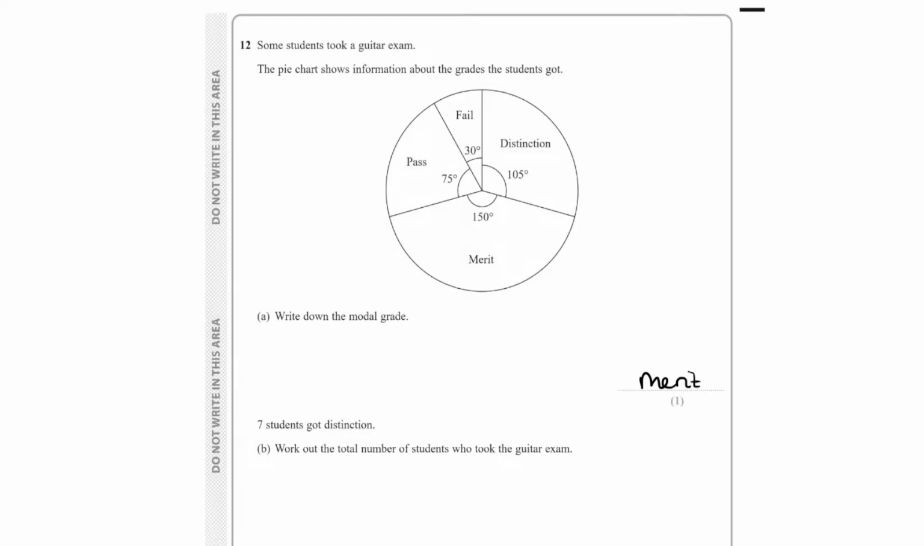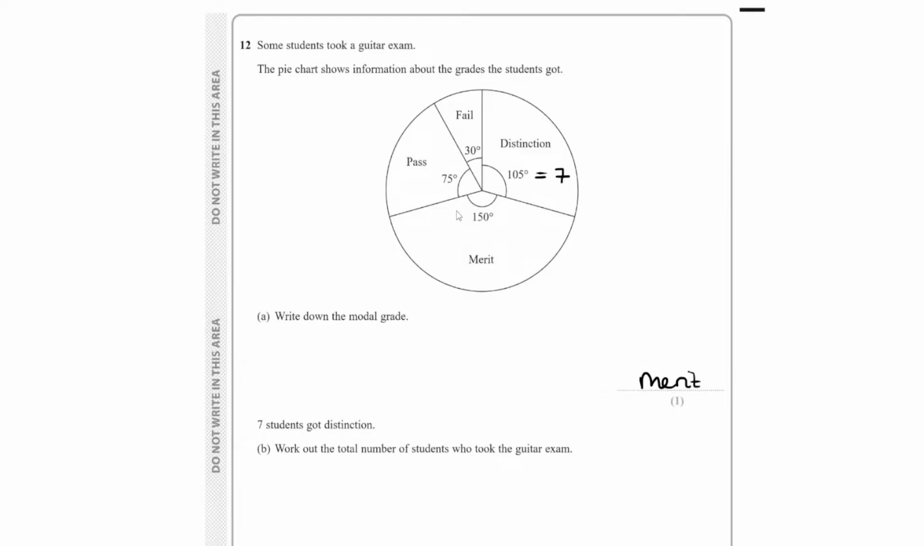The merit bit. Then we've got 7 students got distinction. So this is actually equal to 7. Work out the total number of students who took the guitar exam. So the whole pie chart basically, isn't it? Work out the whole pie chart.